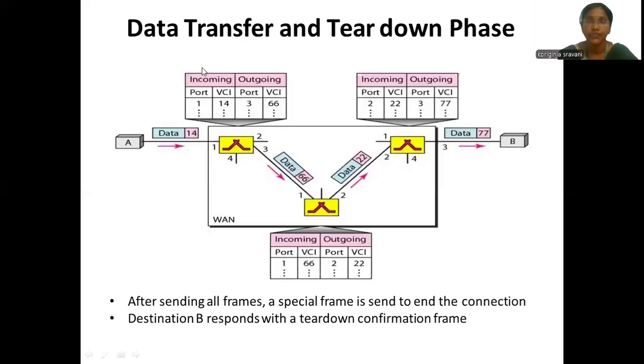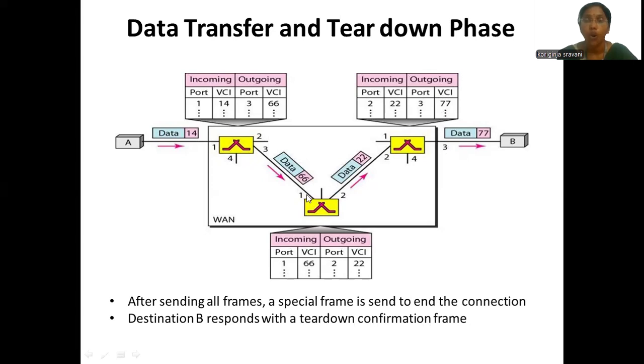Coming to data transfer, A will send data with the frame's VCI number, and switch 3 also sends the data with the VCI number. Here, the data will not change, but the VCI will be updated accordingly as the frame is forwarded from one switch to another switch.